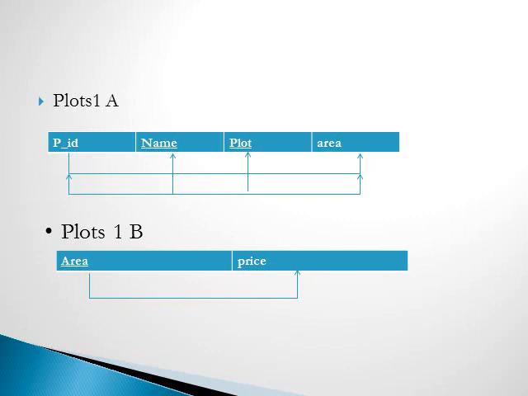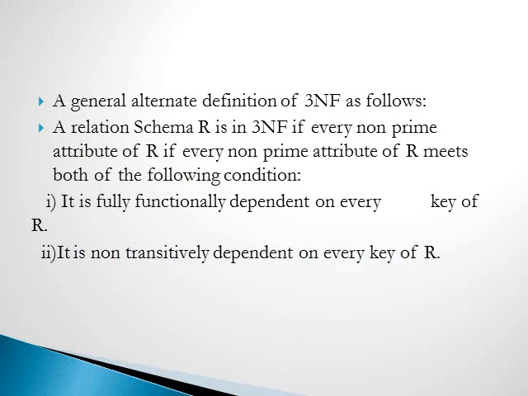We decompose the relation plots 1 into plots 1A and plots 1B. We construct plots 1A by removing the attribute price and placing it with area into another relation, plots 1B. Now both plots 1A and plots 1B are in 3NF. This is the general definition of 3NF. It means first it is fully functionally dependent, meaning the relation should be in 2NF. Then it is non-transitively dependent on every key of R.